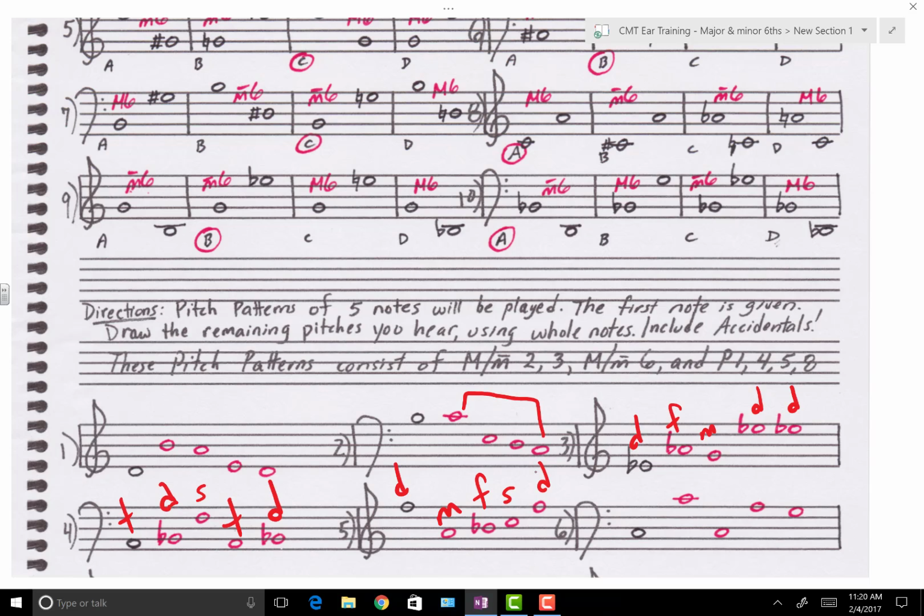Let's sing it together. Here's our starting note. Do, 2, ready, and sing. Do, mi, fa, sol, do. Gentlemen, if that's too high for you, it is almost for me, you could sing it down the octave. Do, mi, fa, sol, do, if you prefer. Let's sing it together one more time. 2, ready, and sing.